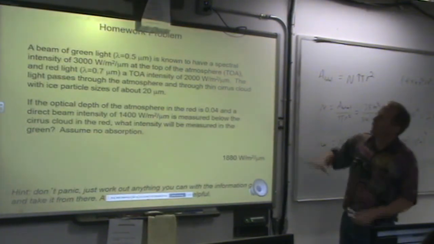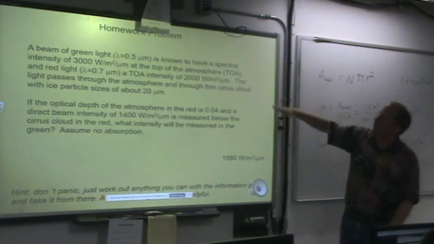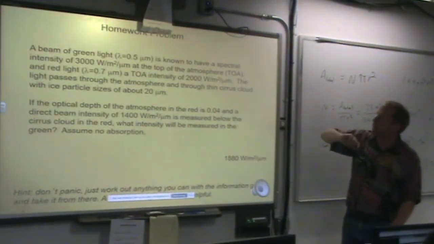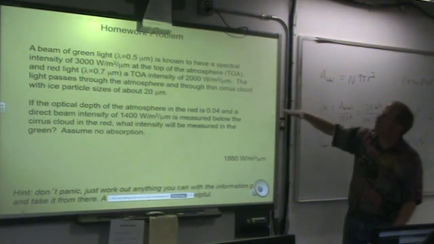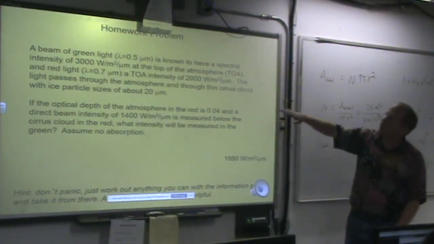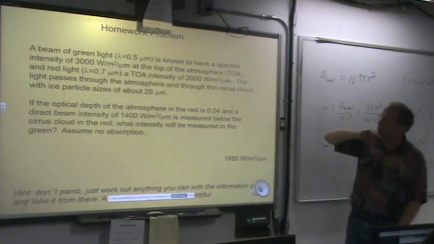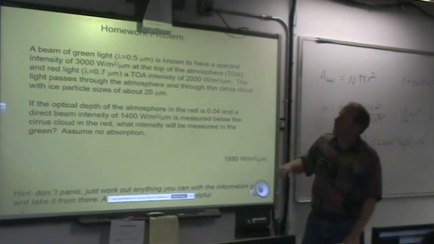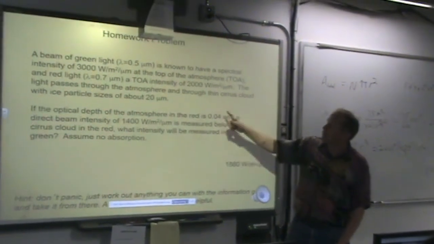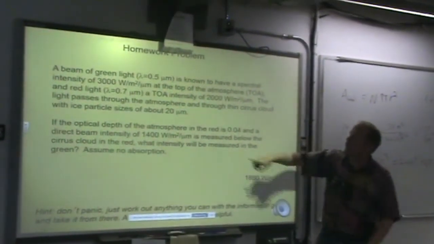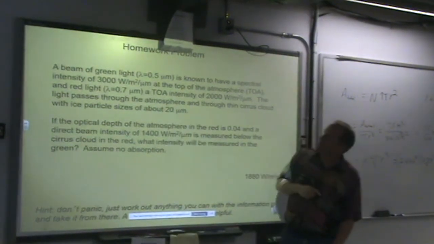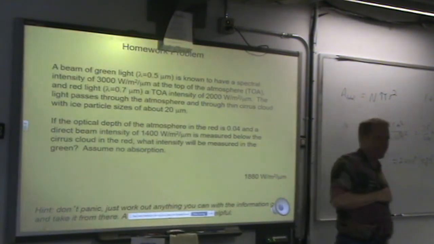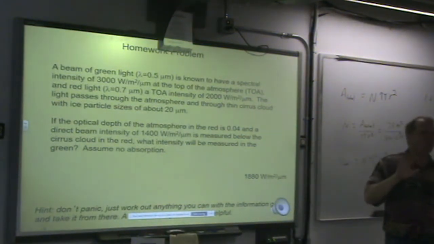Okay? So we have a beam of green light. We know the intensity at the top of the atmosphere, and then we have red light. We know that intensity at the top of the atmosphere. It passes through the atmosphere and through a thin cirrus cloud. The ice particle size is about 20 microns. In the red, you know the optical depth. And at the bottom, after it goes through the atmosphere, you measure this amount of intensity. So the question is, what will you measure in the green light? We're going to do everything as scattering, no absorption here.